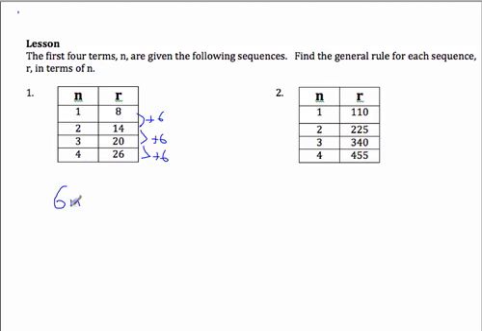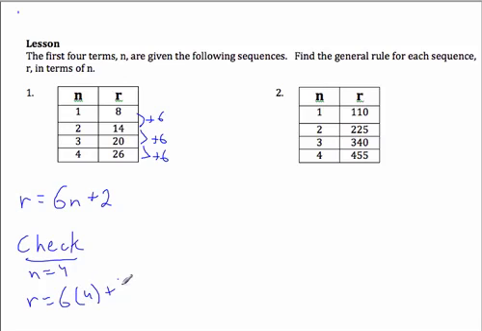Well, if you use 6n for n equals 1, you get 6. Okay, so 6 doesn't work. You need to get to 8, so you need to add another 2. Okay, so r equals 6n plus 2. You can check it for some of the other values. Let's check it for n equals 4. So if n equals 4, then r equals 6 times 4 plus 2, which is 24 plus 2, which is 26. And that works because when n is 4, r is 26.